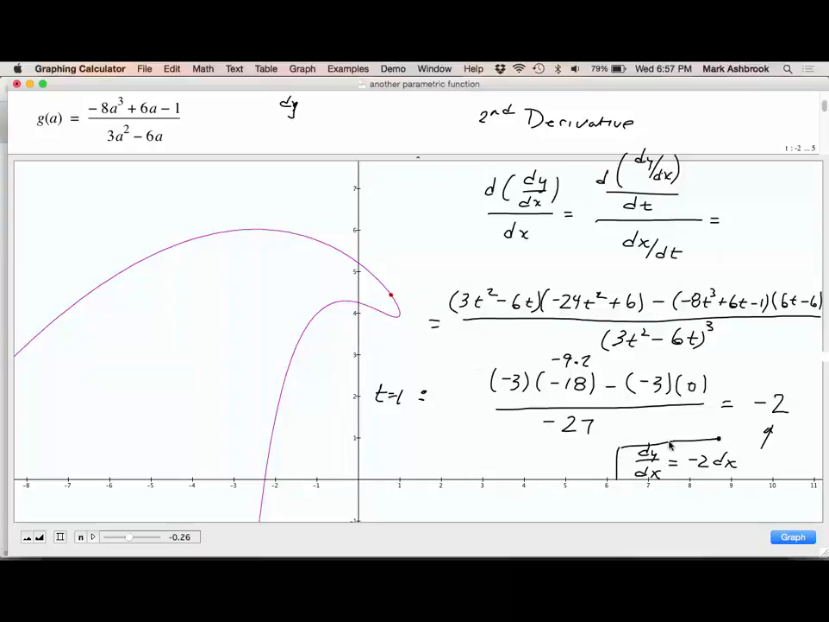So that would be the way to summarize that. If you were around t equals 1 and you let x change a little bit, your rate of change would change by negative 2 times as much as your change in x. That would also indicate concavity of the graph, right? So the second derivative is negative, which means it's concave down. The rate of change is decreasing.